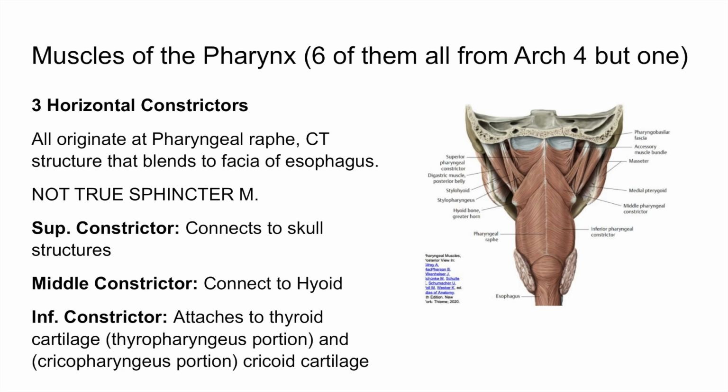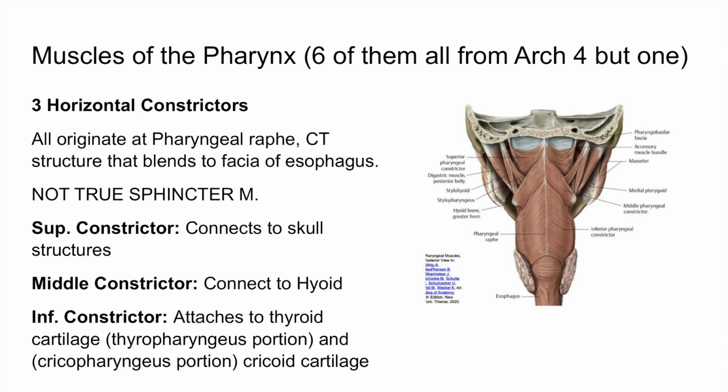Each constrictor has a distinct anatomical attachment that helps you differentiate them. So the superior constrictor attaches to structures near the base of the skull and the mandible, anchoring the upper portion of the pharynx. The middle constrictor attaches to the hyoid bone, forming the central muscle layer. And then the inferior constrictor is the most clinically significant because it attaches to the thyroid cartilage and the cricoid cartilage. The cricopharyngeus portion, or the cricoid cartilage portion, acts as the upper esophageal sphincter, regulating the passage of food into the esophagus and preventing air from entering the digestive tract.